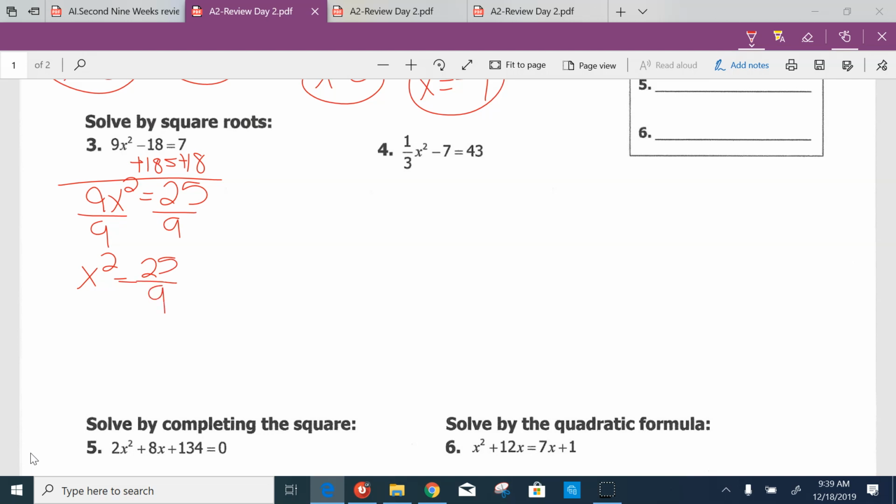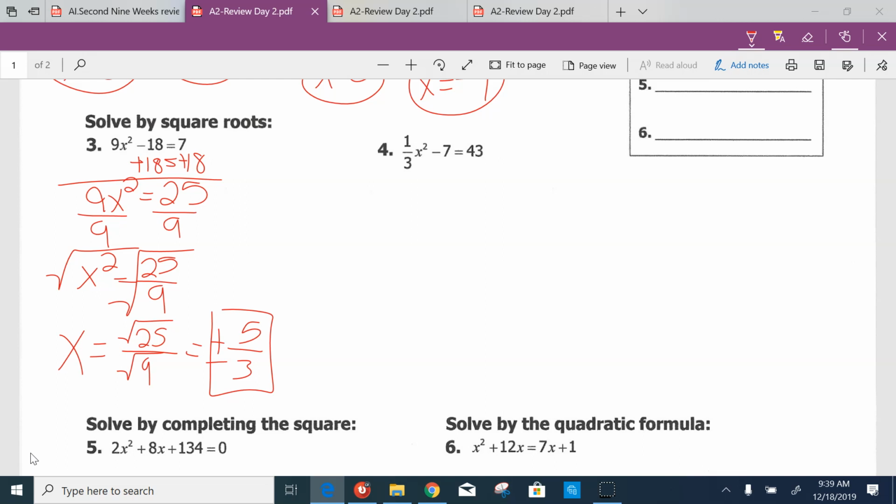To get x by itself, I square root the left side and the right side. Properties of exponents tell me that when I'm square rooting a fraction, I square root the top number, which is 25, and I square root the bottom number, which is 9. In this case, I'm going to get, don't forget, a positive and negative version of 5/3.